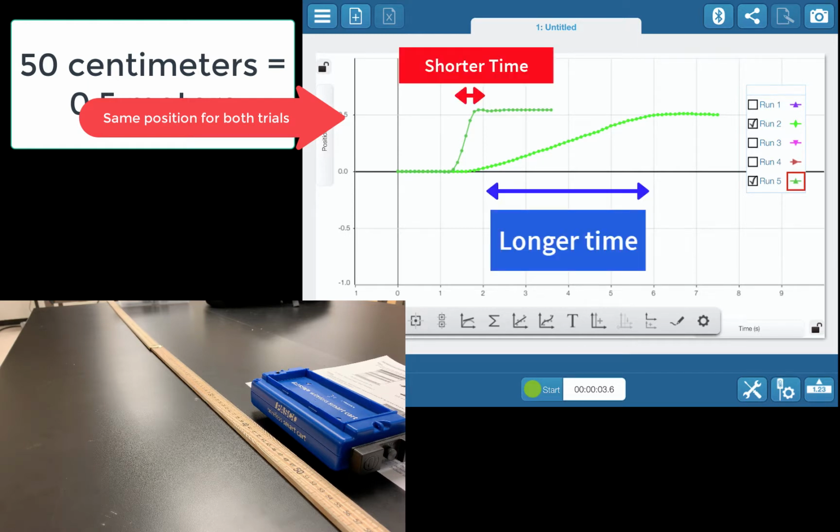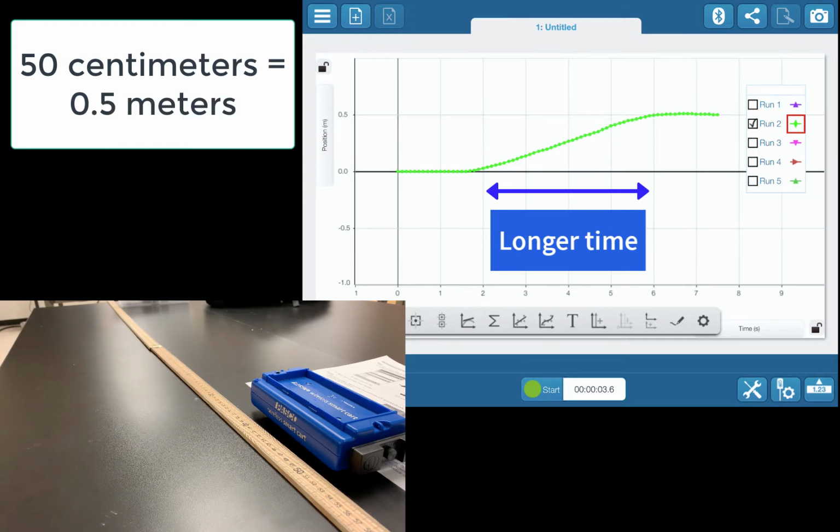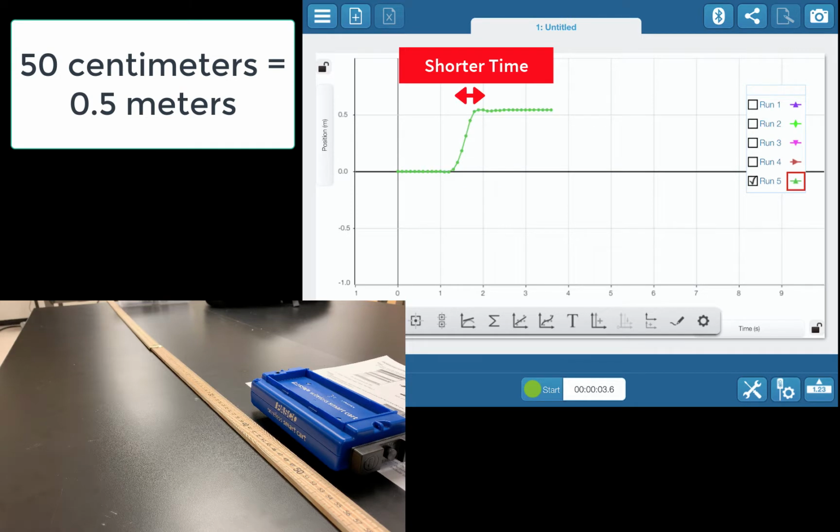So in our first run, you'll notice that we took from time equals 2 to time equals 6 about 4 seconds to get to 0.5 meters. In the run we just did here, you'll notice that we got to 0.5 meters in about, well, it looks like a little less than a second. So it took less time to get to the same position, and in order to do that, we had to move faster. And so this shows us that our slope is giving us our speed.